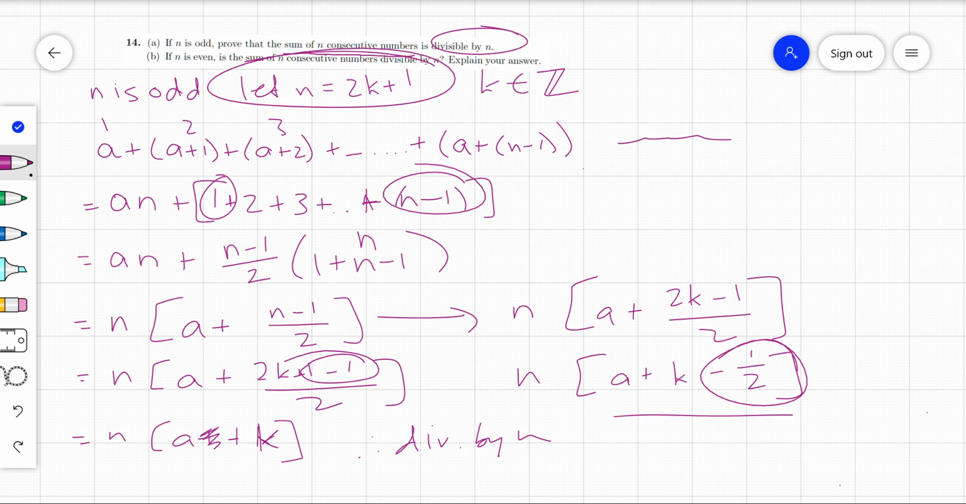Therefore, our sum of consecutive numbers is not divisible by n when n is even. So it was when n was odd, but not when n is even.